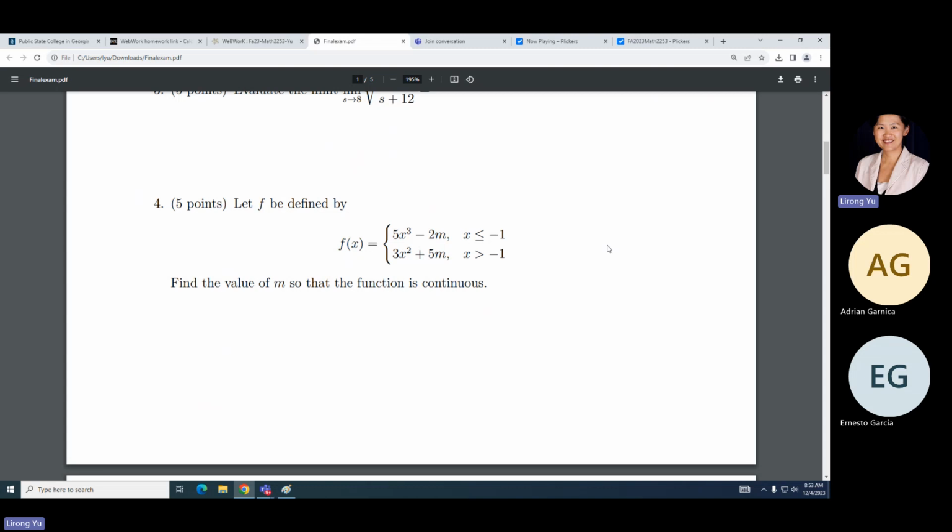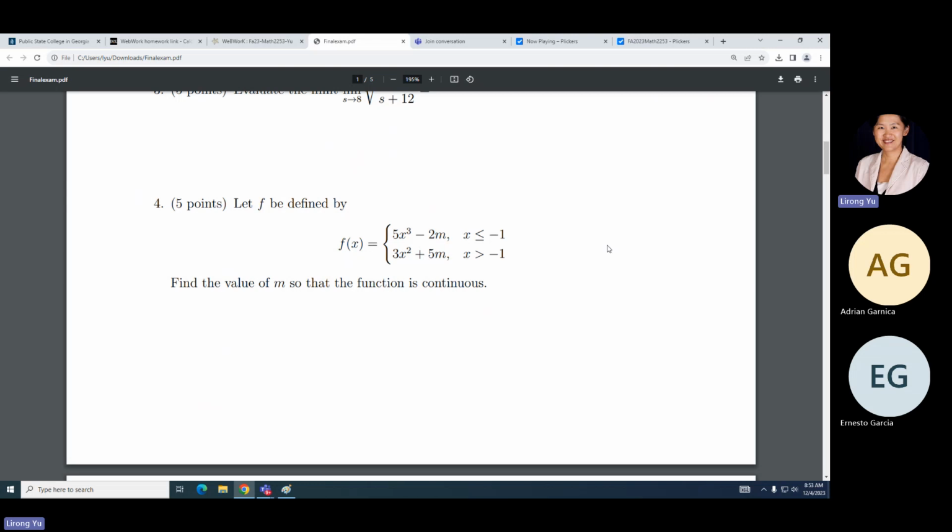When they are connected, at x equal to -1 the top one and the bottom one should provide the same value. And that's really the idea for us to figure out, right? Because we're able to set up equations that m satisfies. So this kind of question is for continuity.